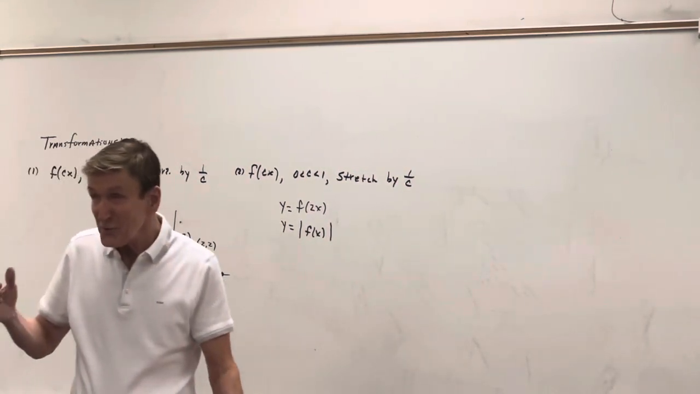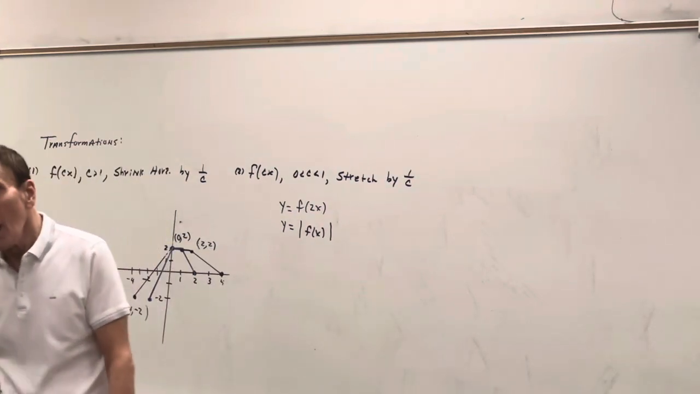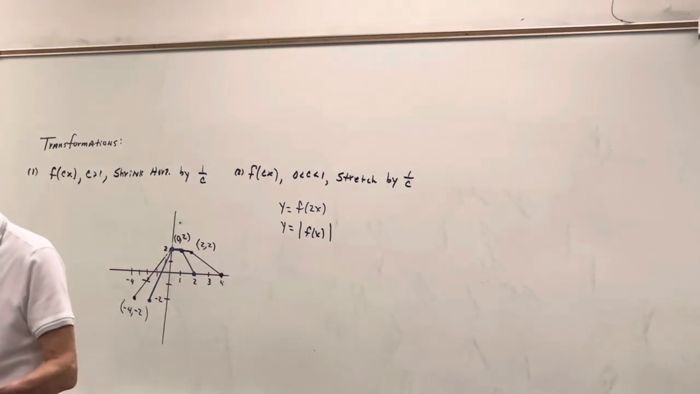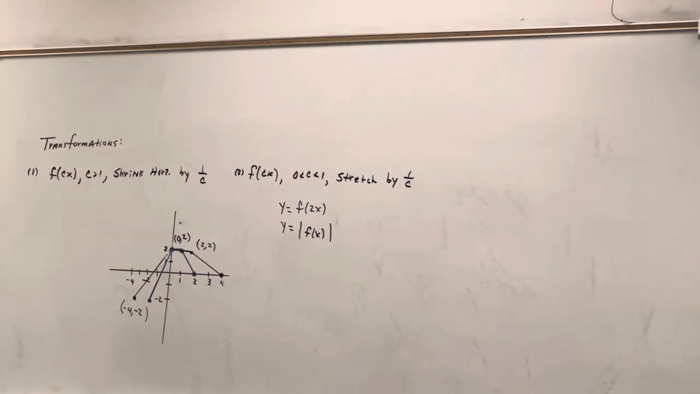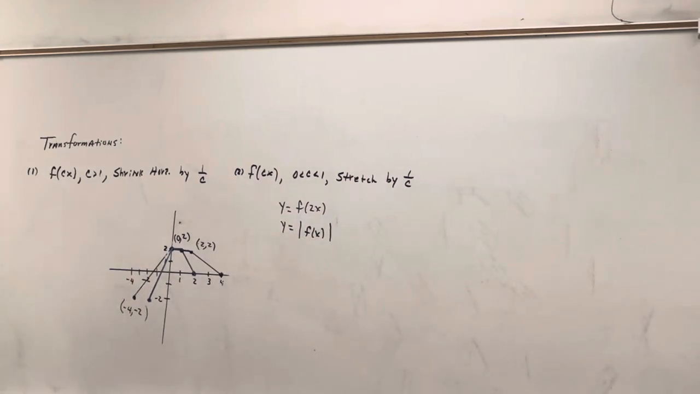Now, this is not truly a transformation, but it's going to change something. But in a sense, it is a transformation. Absolute value f of x. Now, you know what absolute value implies. So what do you think that means for me to do to this original black graph to get what the absolute value of that function is? Anyone?